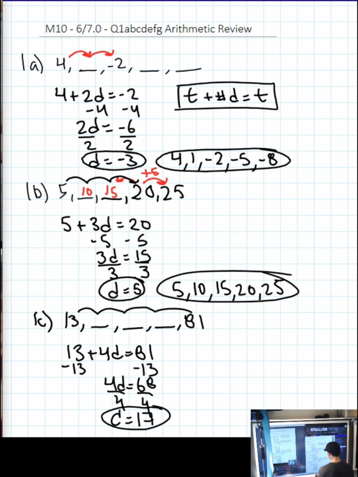Then we have our sequence. So we can say 13, and then if we add 17, we're going to get 30. If we add 17, we're going to get 47. If we add 17, we're going to get 64. And if we add 17, we're going to get 81.